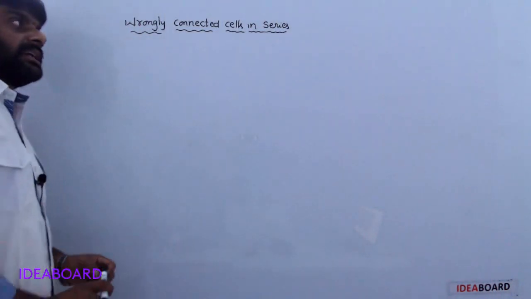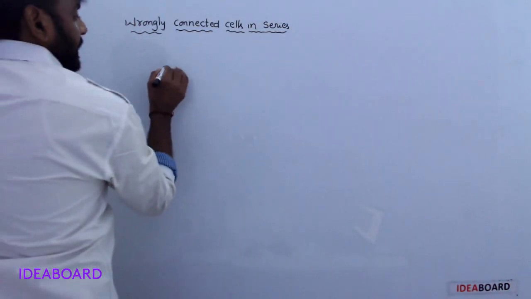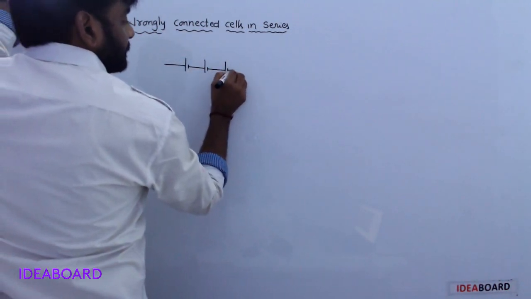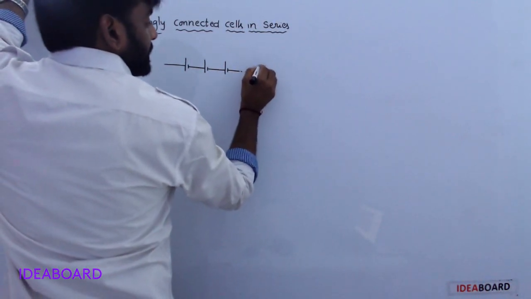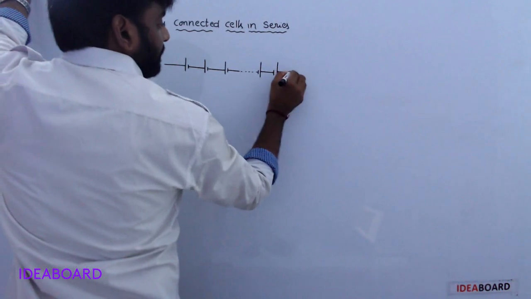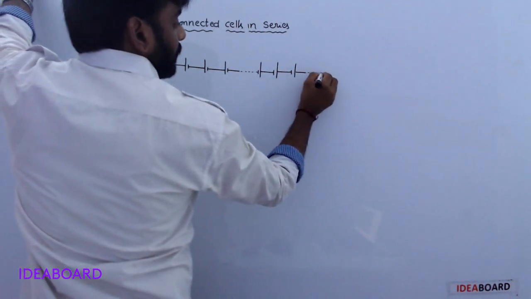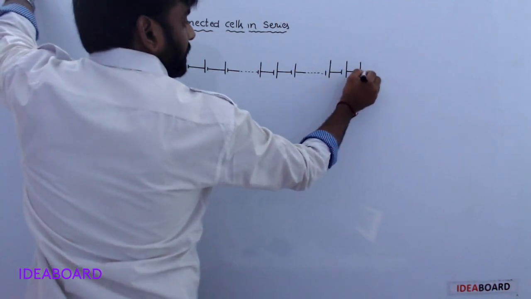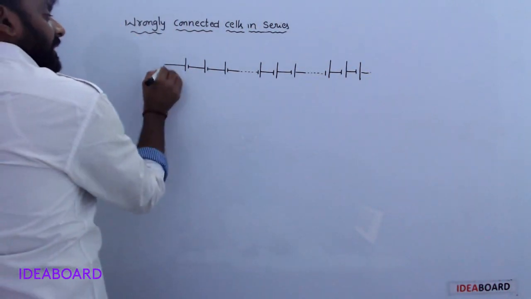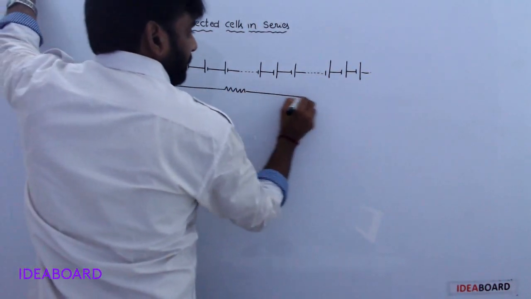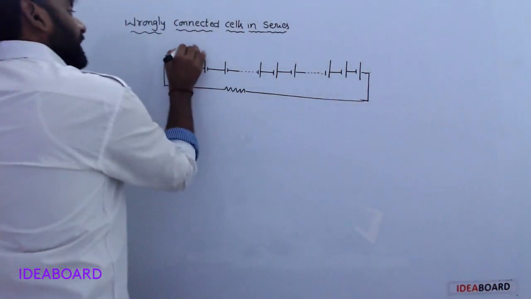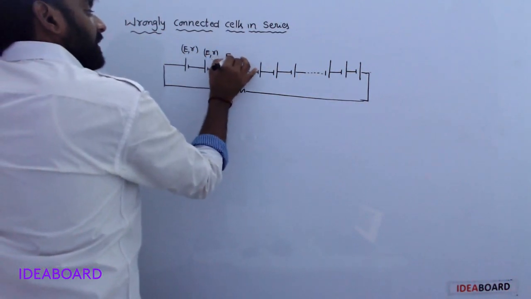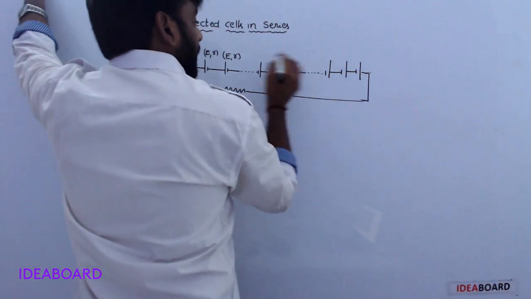See next one, wrongly connected cells in series. First of all, consider N cells. In this, M cells are connected in the wrong way. Each has EMF E and internal resistance r. Okay, all are the same.